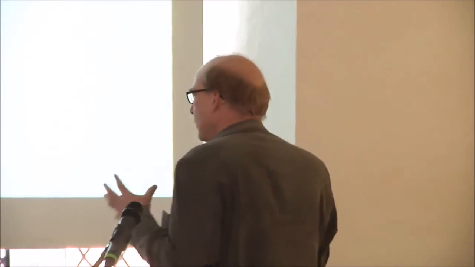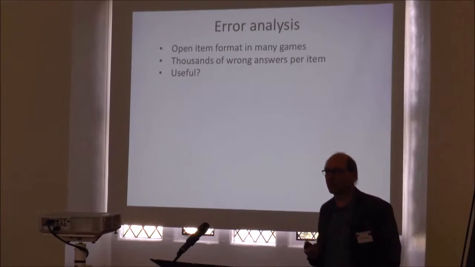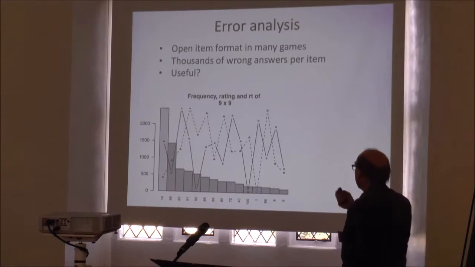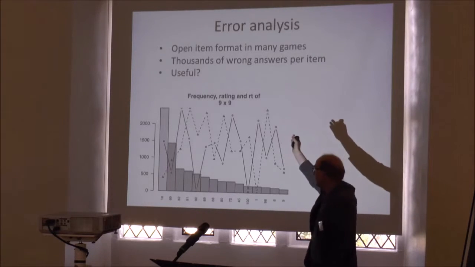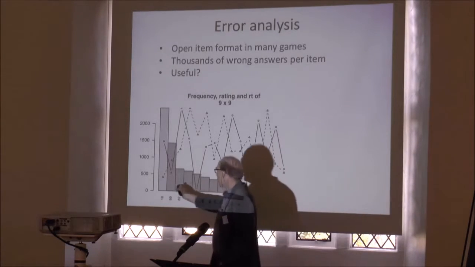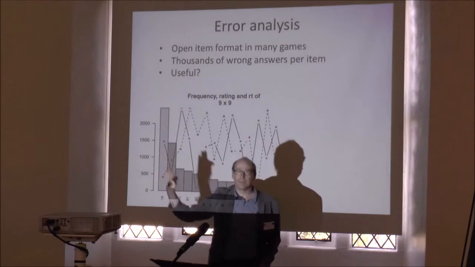Another thing we can do with the data, this was all about item ratings, is to think about errors, because most of our questions are open questions. Then it's not only that they make a mistake, but they also make a typical mistake. And for the popular games, you have thousands of answers for each of the items. This is an example. This is the question 9 times 9, and these are the incorrect answers. The correct answer is of course huge, but I leave it out.